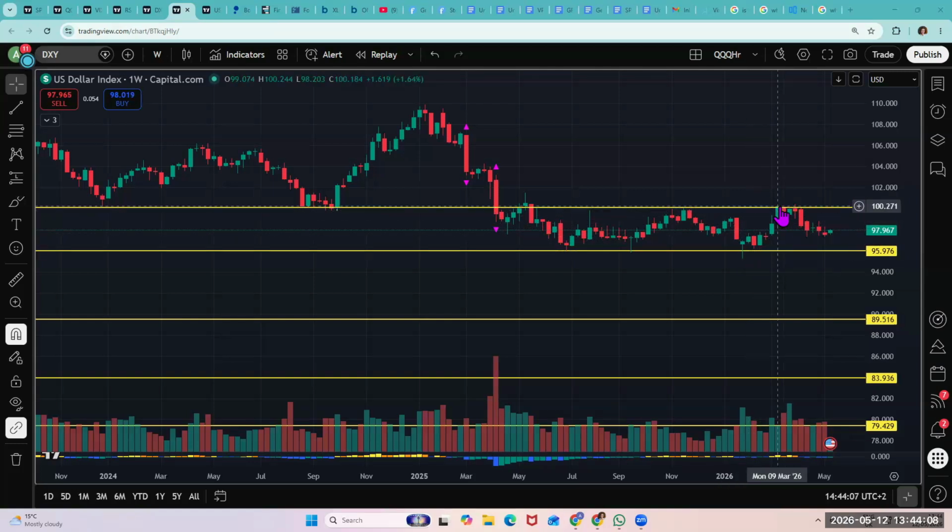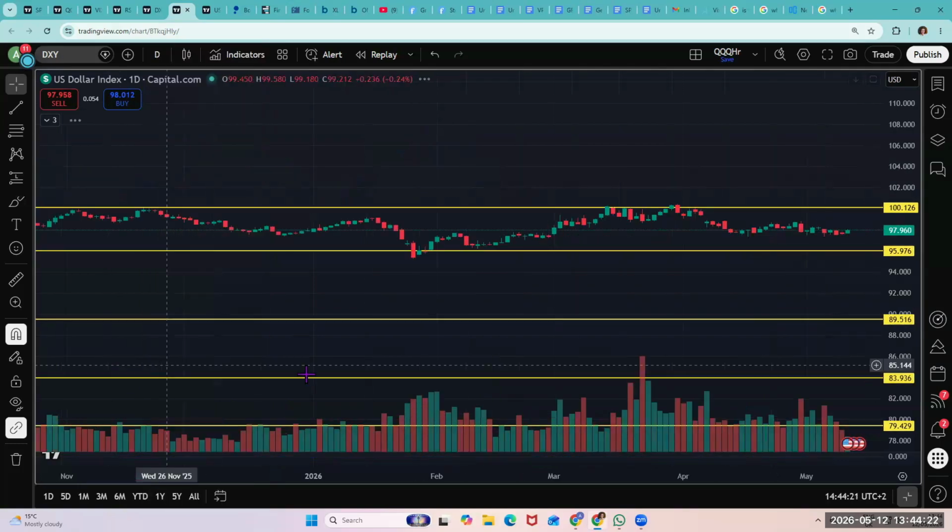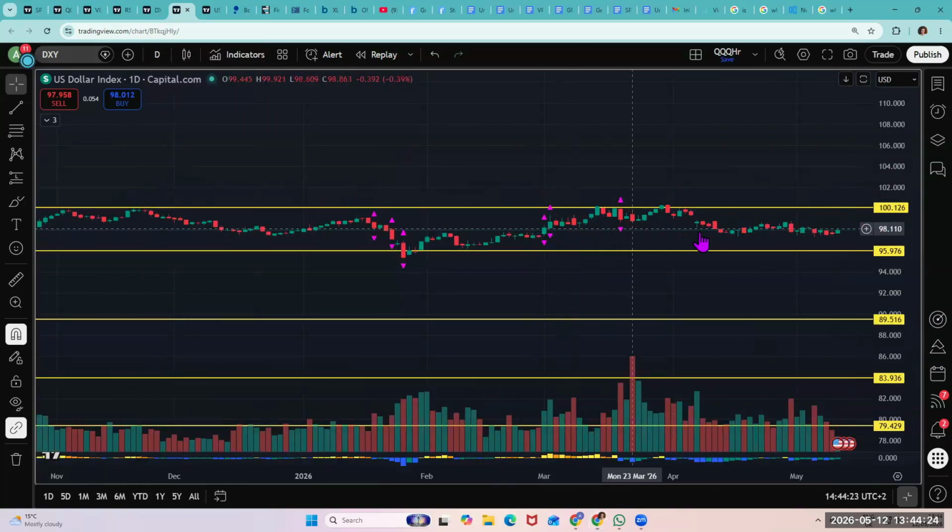And then where did it stop? It stopped at this level here, which the 100 level is always going to be an iconic level. And the way I use these levels, as I said, I put them on the slower time frames. That's what it looks like on the weekly. This is what it looks like on the day, and we can clearly see it's just moving sideways.